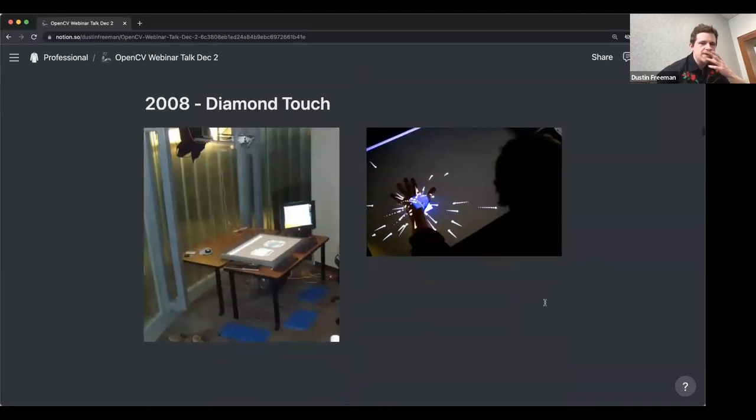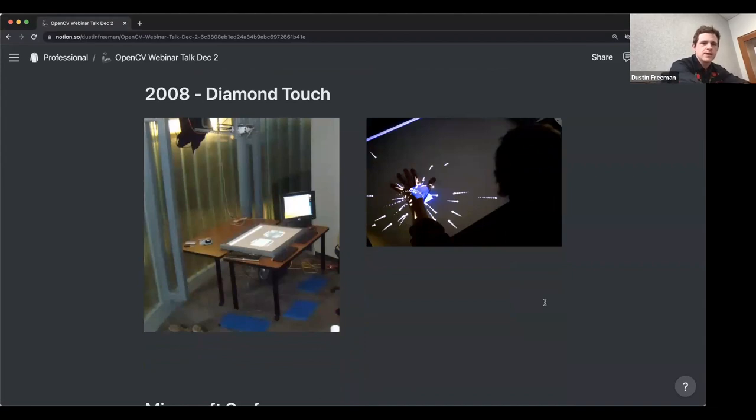So I started off in 2008, using something called Diamond Touch, which is a large table with fairly precise touch interaction. It's similar to capacitive touch, but not quite, that has strips going one way and strips going another way. And if you notice a touch at an intersection, you can detect a touch there. You actually had to stand on these blue mats for the electrical signal to come through your body. But this is very early days of making an interface this large.